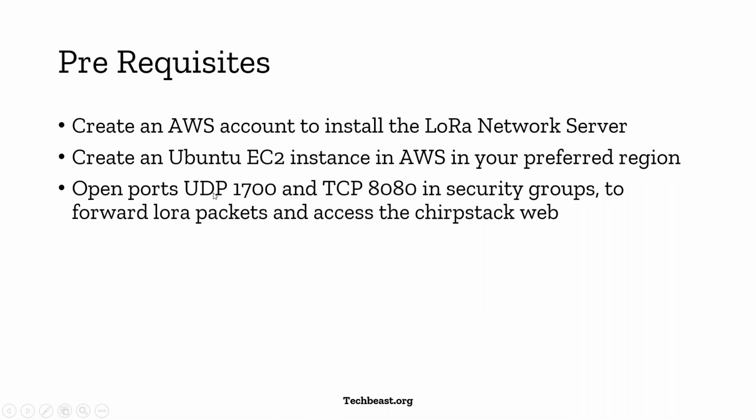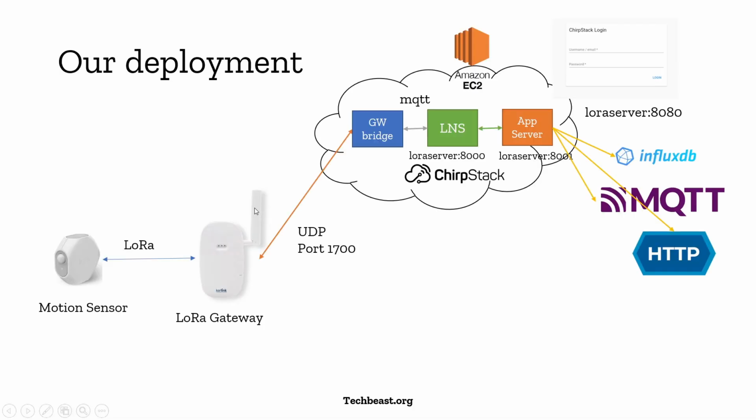Then in AWS there is an option called security groups, so we need to consider this. This mainly controls the ports. Here, our gateway, which will be in our home or in our office or wherever, needs to communicate with the network server over the protocol UDP 1700.